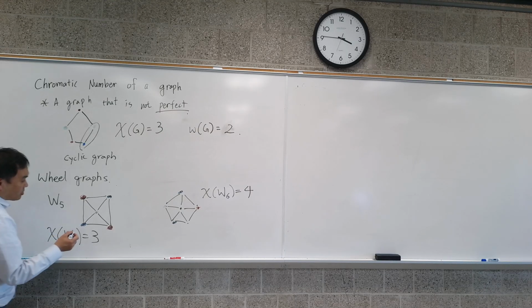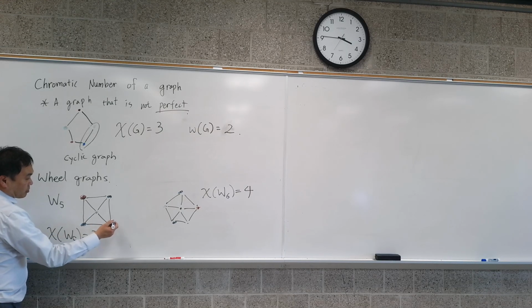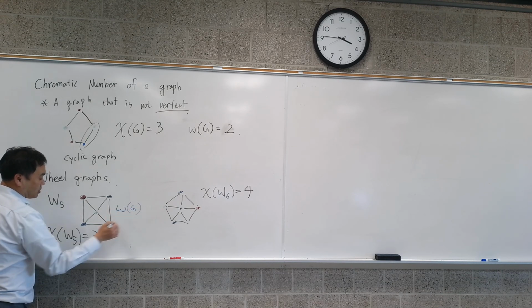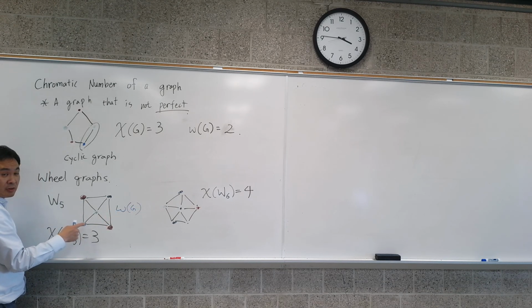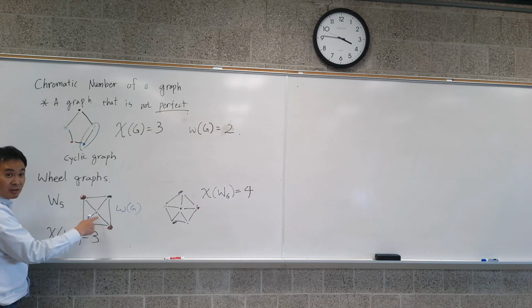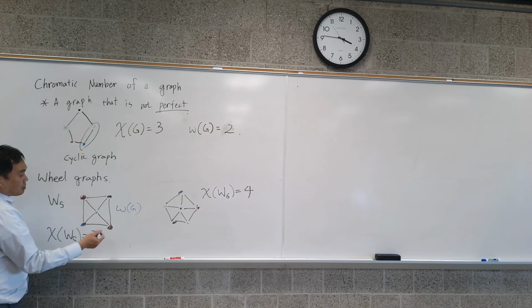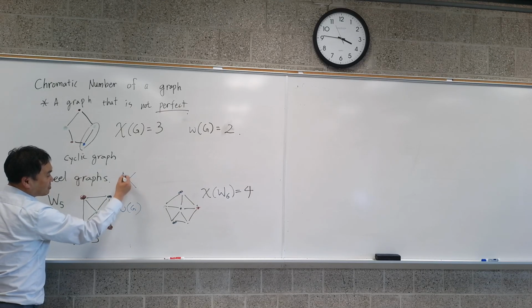Now let's think about the clique number, omega of G of this thing. What's the clique number for this one? 3. Yeah, this is 3, right? You have a subgraph that's like this. I mean, K4 is this guy.